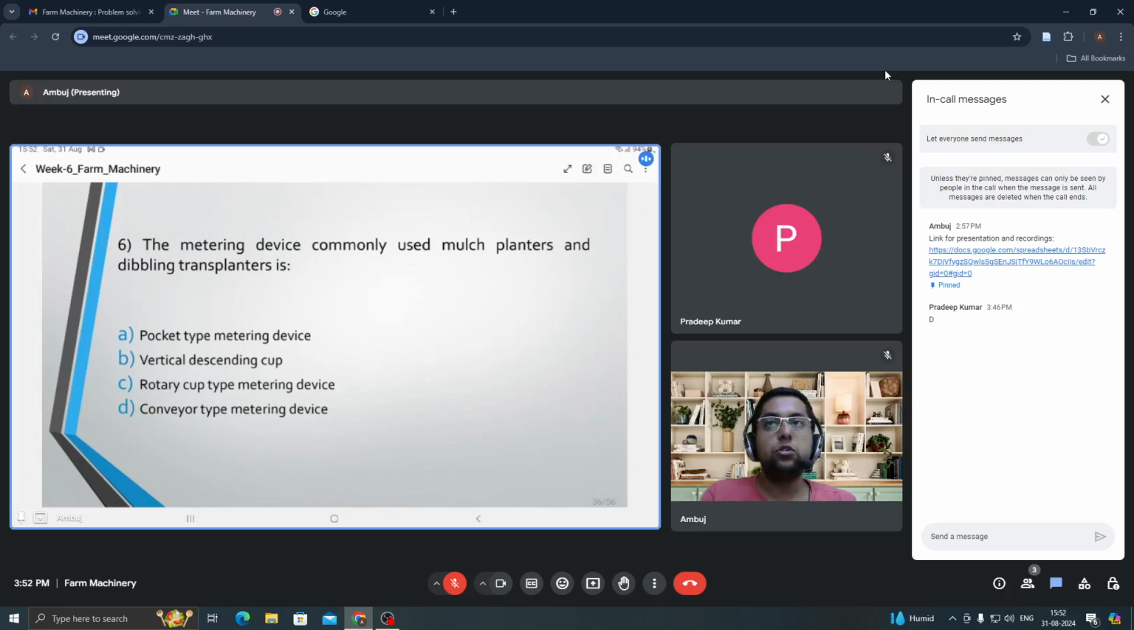What would be the correct option? Please do try to answer. The metering device commonly used in mulch planters and doubling planters. Please do try to answer it. Pocket type metering device: already it has been covered in the lecture. I have taken the snapshot directly from the lecture. Pocket type metering device, vertical descending cup, rotary cup metering device, conveyor type metering device. What would be the correct option?